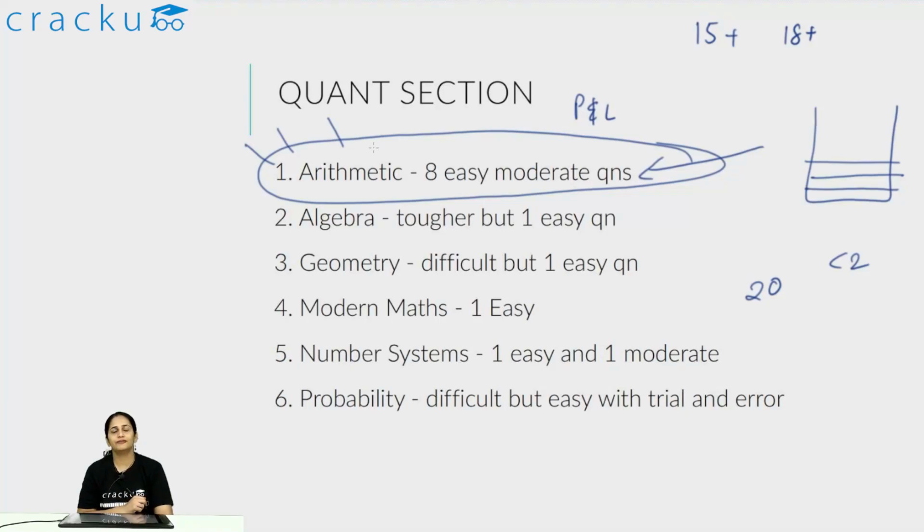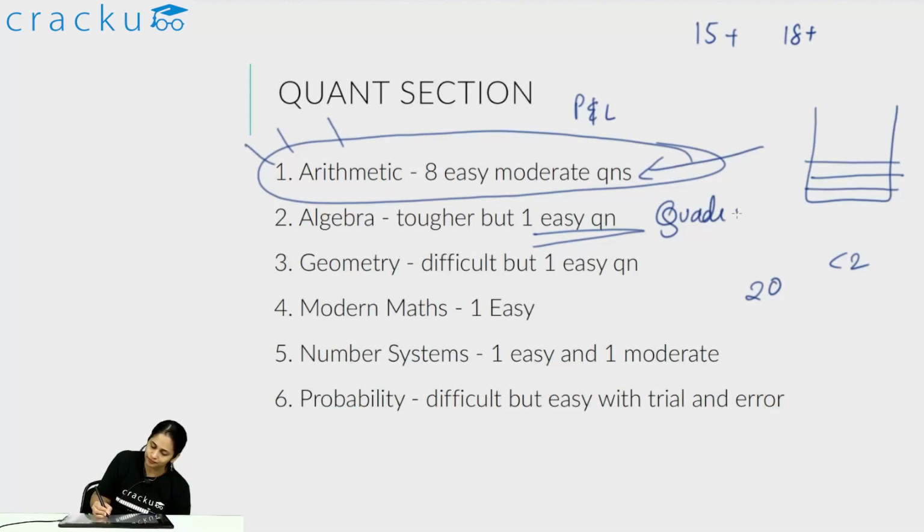So basically I think the distribution was one easy question, two moderate questions from algebra, or one easy question, two moderate and one hard question, or something like that. But there was one easy question. The easy question was from quadratic equations. And this easy question was a direct application of concept, like direct application of formula.